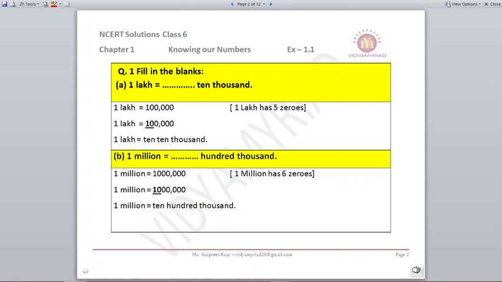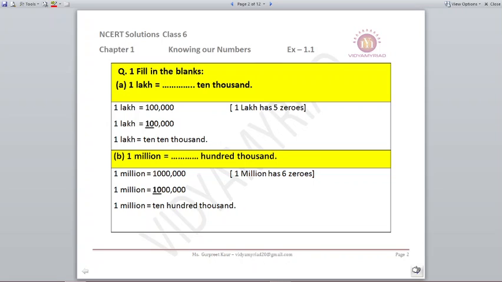Question number 1. Fill in the blanks. 1 lakh is equal to dash 10,000. Now first of all we should know how many zeros are there in a lakh. So 1 lakh consists of 5 zeros. So we need to know what will come in the blank, and there should be 1, 10 and 1000. 4 zeros are there. So what is remaining? 1 zero. That means the blank will be 10. 10,000 is the answer.